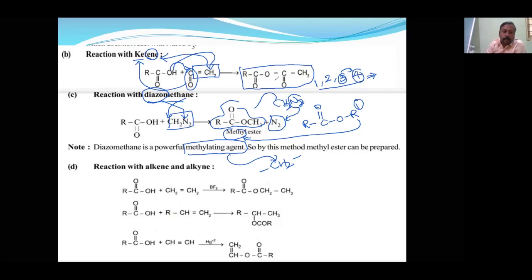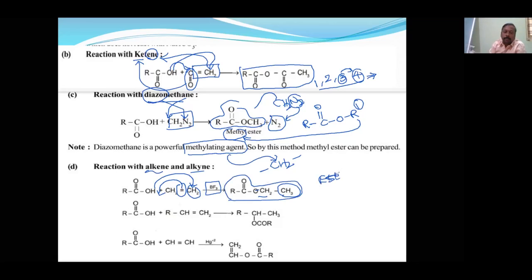Okay. So next, reaction with alkene and alkyne. Here the alkene double bond is there. When carboxylic acid is treated with alkene, this hydrogen will be moved here in presence of boron trifluoride, and this pi bond will be between oxygen and carbon. So RCO, oxygen, and single bond CH2, single bond CH3. This CH2 is now converted into CH3. So this is the ester. Again it is what? Ester only. But it is not a methyl ester.